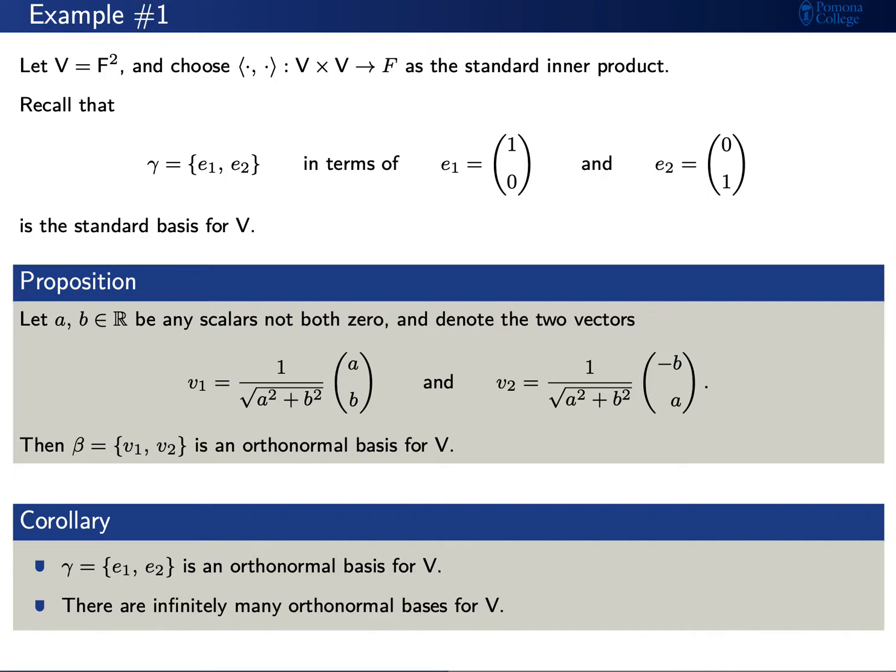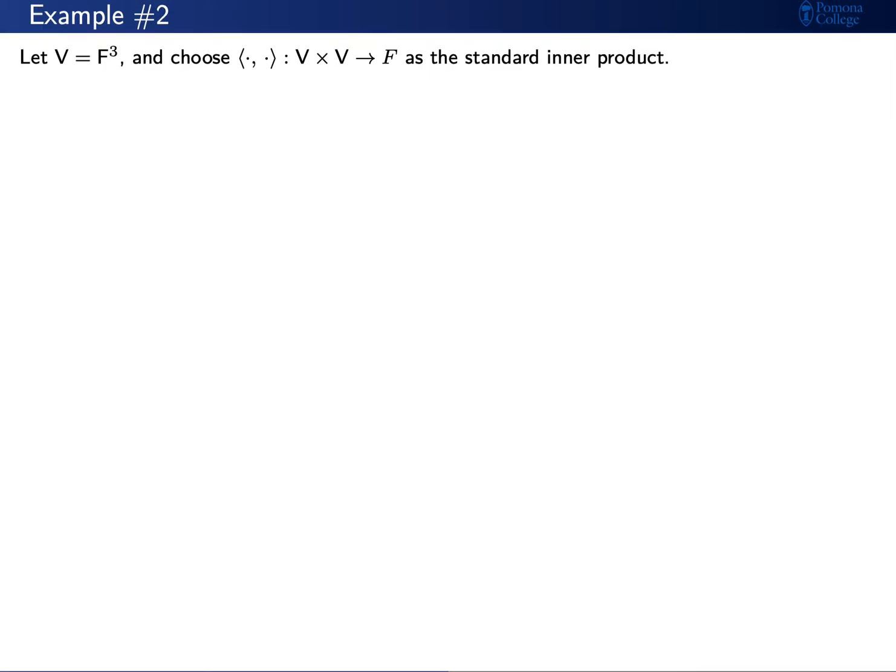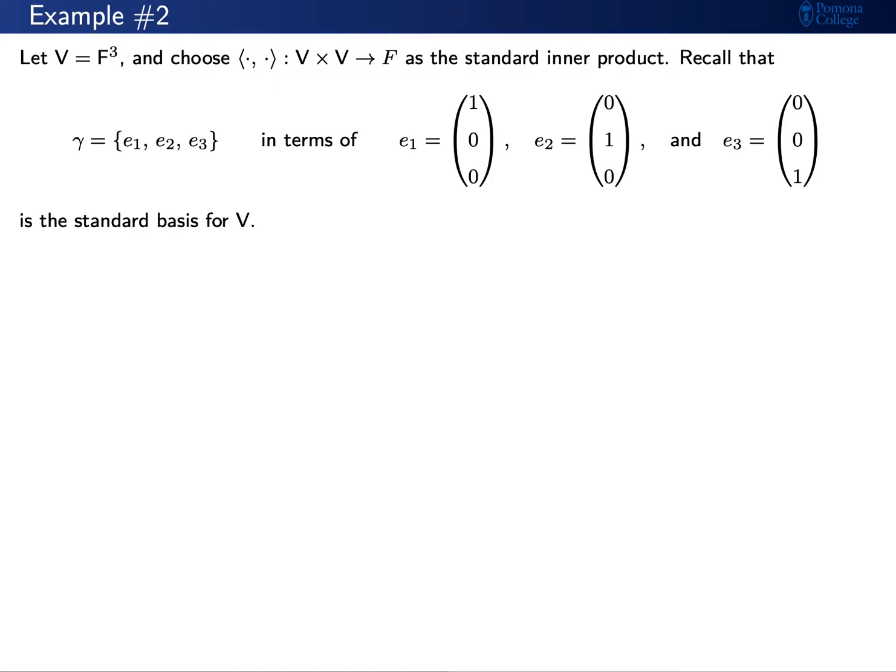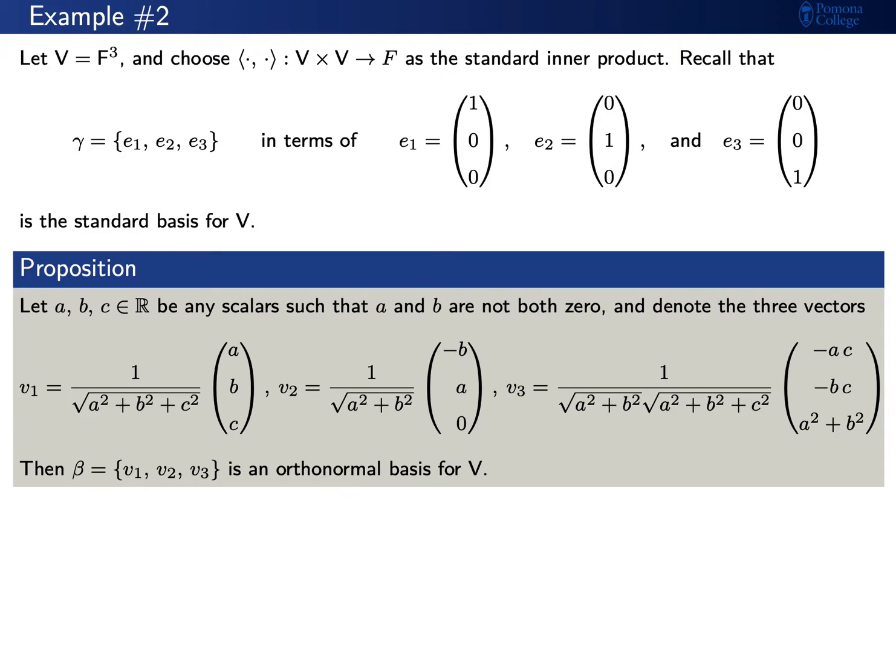In fact, since essentially a and b can be anything, this shows that there are infinitely many orthonormal bases for F^2. Now say that n is equal to 3, and again we have the standard inner product. Again, recall that the standard basis, in terms of e1, e2, and e3, is a basis for F^3. Given any three scalars a, b, and c, where a and b are not both 0, we can write down three new vectors v1, v2, and v3 that you see here on your screen. Then the set containing v1, v2, and v3 is an orthonormal basis for V.